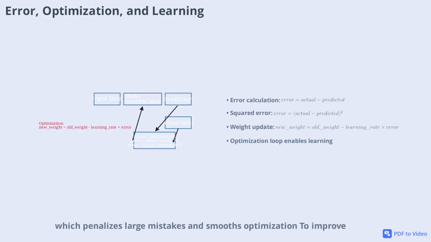To improve, AI adjusts its weights using optimization techniques like gradient descent. The core update rule is new weight = old weight minus learning rate times error. This iterative adjustment is what allows neural networks and other models to learn from data and get better over time. By understanding these algebraic operations, addition, subtraction, multiplication, and division, you unlock the logic behind AI's learning process.